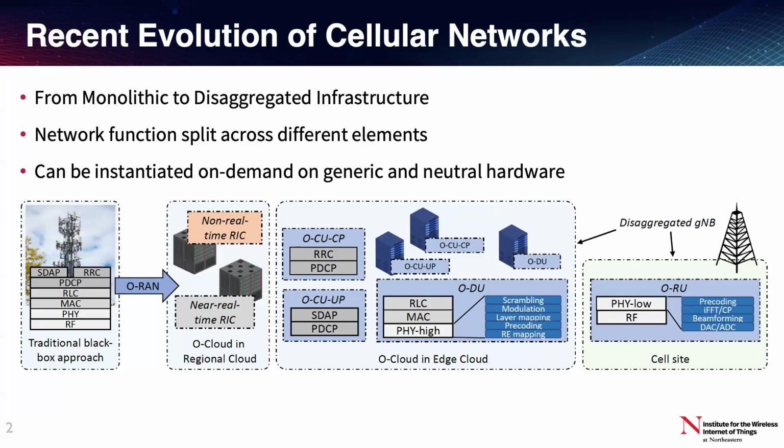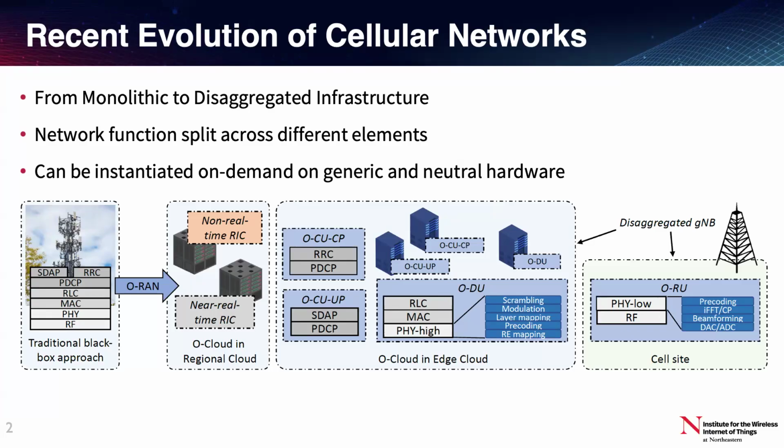We also have that all of these functions that are split across the RAN can now be instantiated on demand, so only when I need them, on hardware that is not as heavily specialized as it was in the prior generation of cellular networks, but is getting more and more generic. Imagine, for example, generic servers or compute nodes. Then you can instantiate the functionalities in software instead of having specialized hardware.